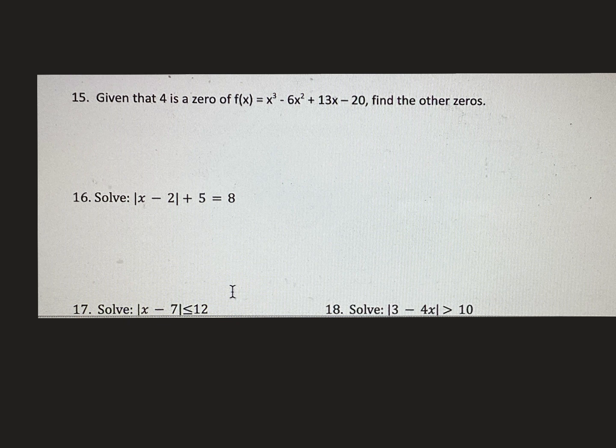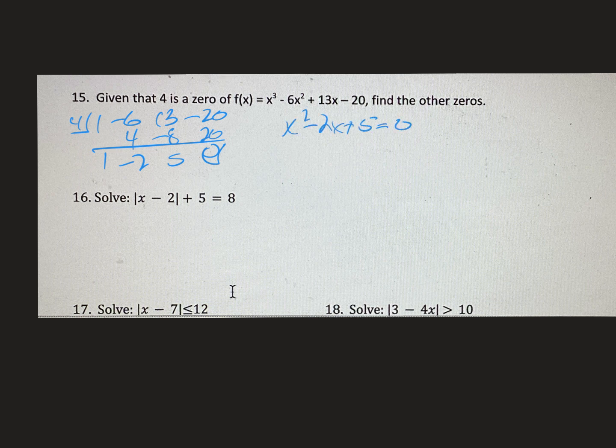15, given that 4 is a 0, find the other zeros. Okay, one good thing about this one, they are telling me what one 0 is. So I'm going to put the 4 in the box. Let's do our synthetic here. You better get 0 at the end. And we did. That leaves the 1x squared minus 2x plus 5.